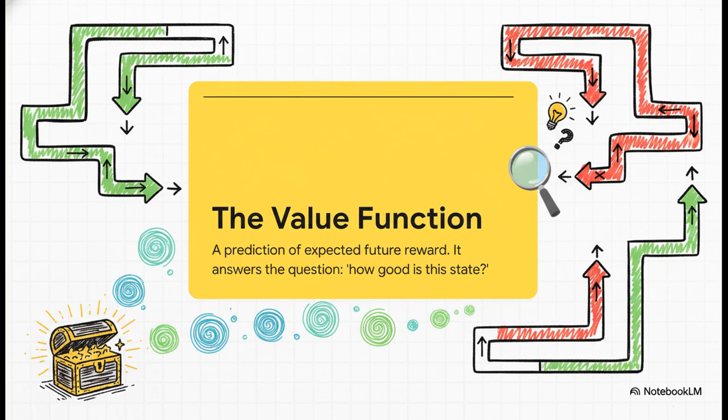But that's not the whole story. The second piece is the value function. And this is different. It's not about what action to take, it's about judging how good your current situation is. It tries to predict how much reward you're going to get in the future from this point on. So back in our maze, the value function isn't an arrow. It's a number written in each square that tells you how close you are to the final treasure. A high number means you're doing great. A low number, not so much.